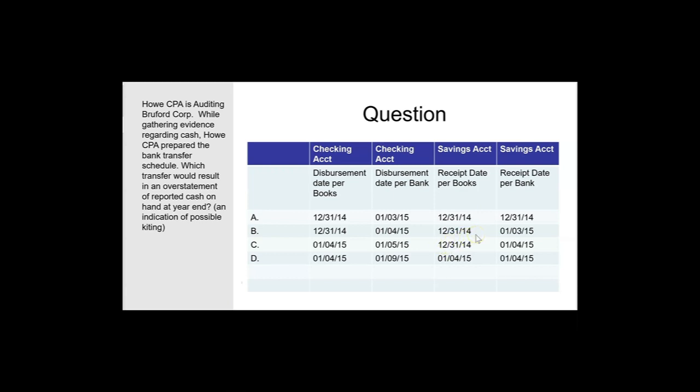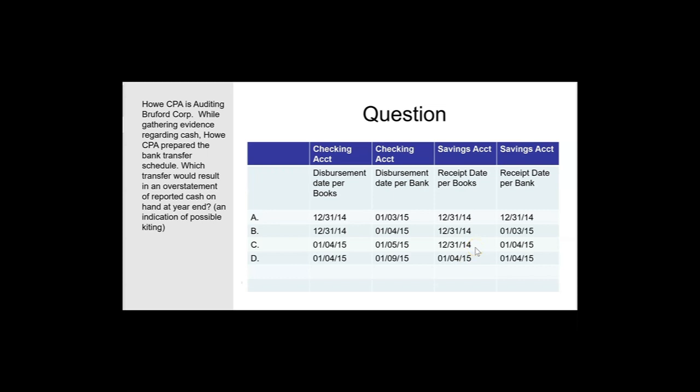What about choice B? Same thing. The receipt of the transfer was recorded in the books 12/31. What about the disbursement of the transfer? That was recorded in the books 12/31. So no attempt there to overstate the general ledger cash balances of the checking account and the savings account, because it's in the savings account and out of the checking account on 12/31.